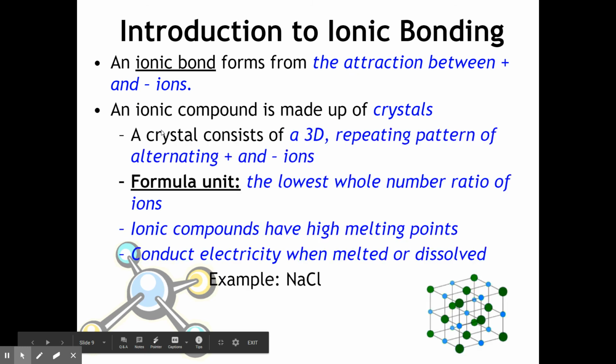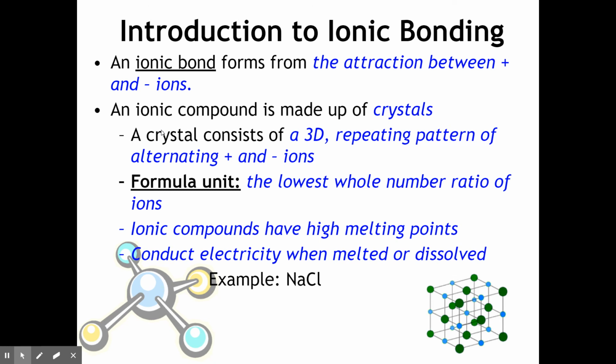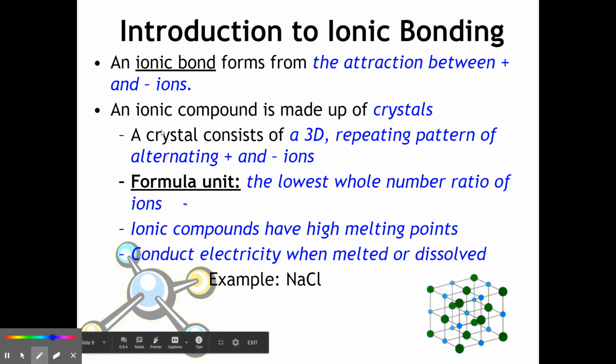In our last little section, we're going to talk about what an ionic bond is. An ionic bond forms from the attraction between positive and negative ions. An ionic compound is made of crystals. A crystalline pattern consists of a three-dimensional repeating pattern alternating between the positive and negative ions. A formula unit is the lowest number ratio of ions. Those are found through the subscripts.